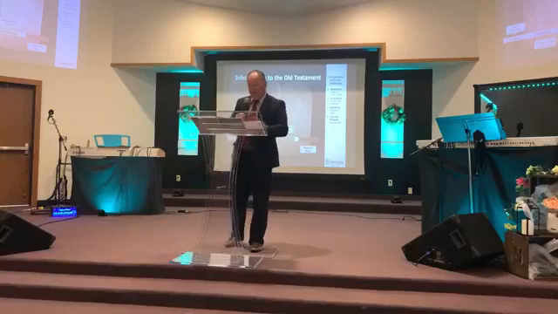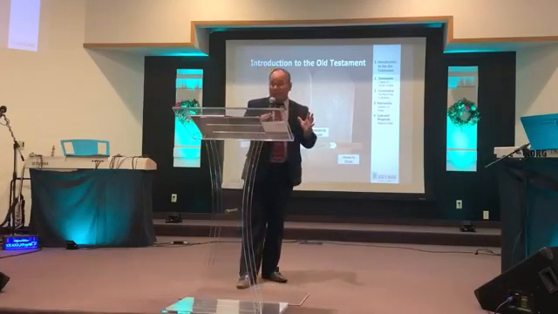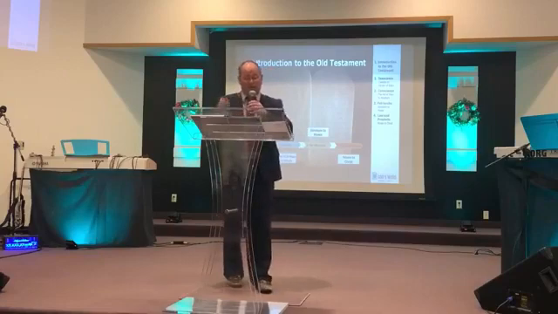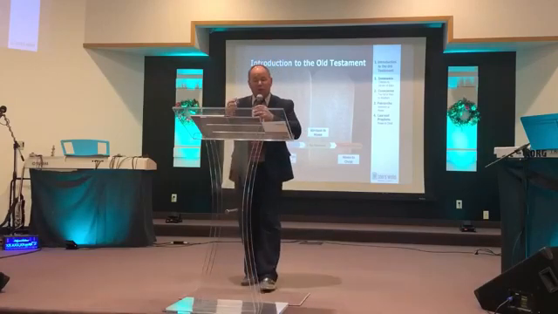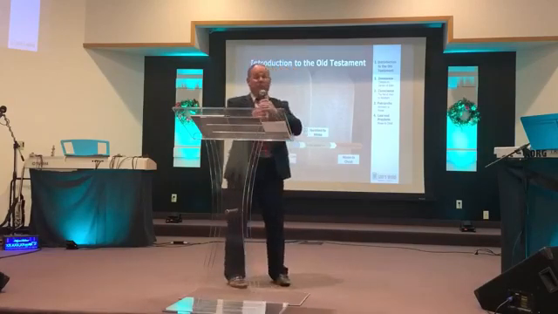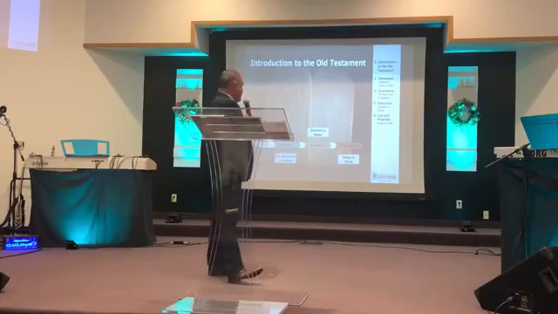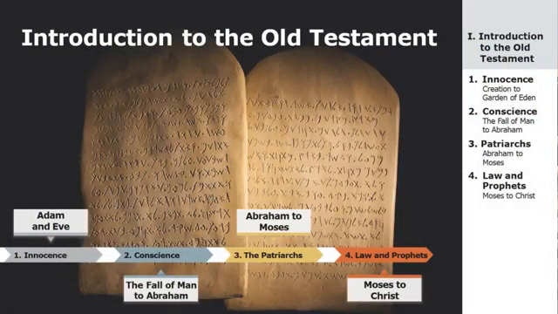Now, the next time frame that you would go into where different events begin to happen would be the time of conscience. The time of conscience really covers from the fall of man, from when Adam and Eve ate from the forbidden fruit, to the time of Abraham, one of the first men that God began to deal with in saying, "I want a relationship with you." And Abraham, of course, is the father of Israel, known as the father of faith, and that is the beginning of the patriarch. So that time of conscience covers what happened between when Adam and Eve sinned all the way to the time of Abraham.